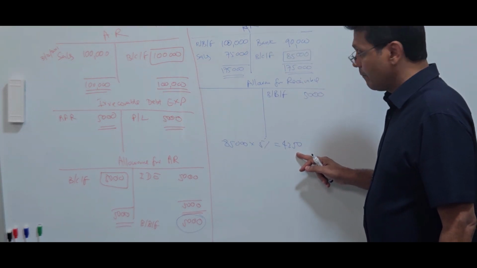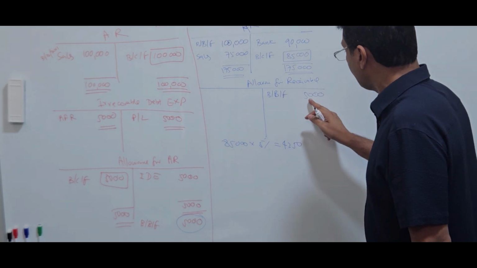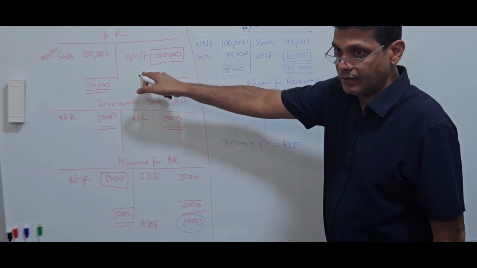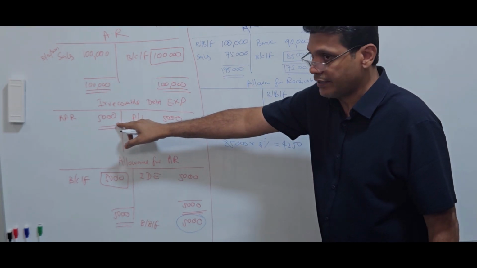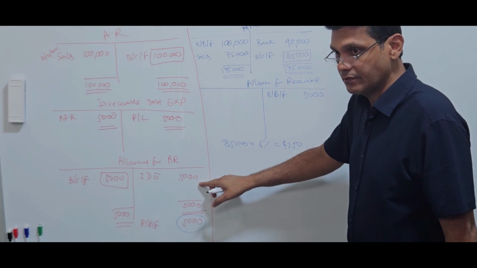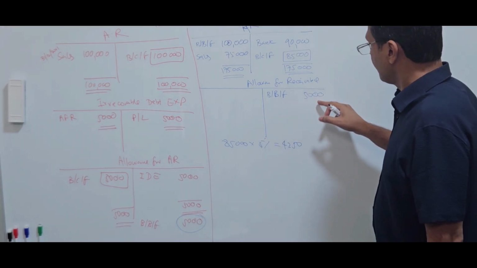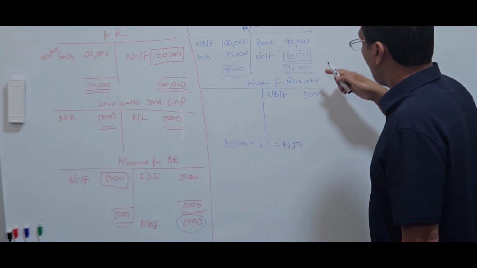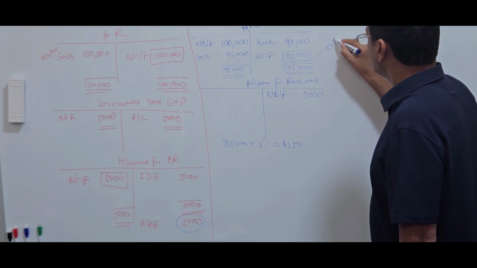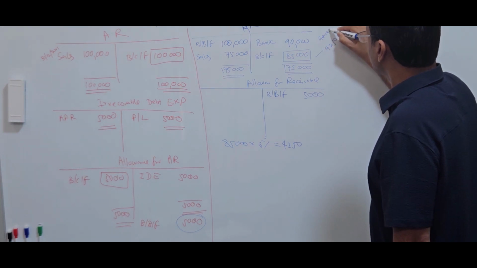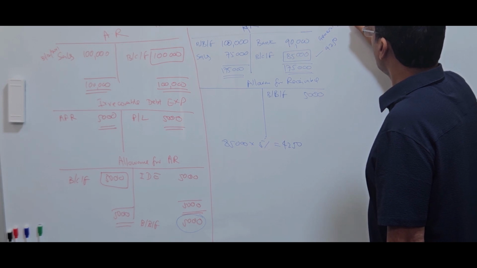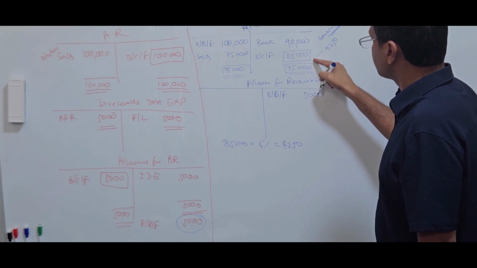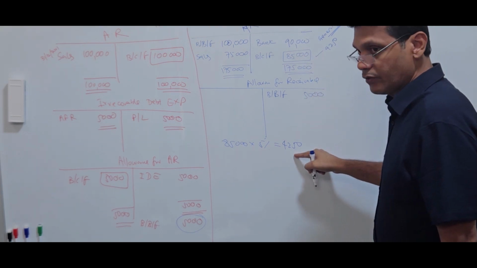Why? Because we had an opening balance of 5,000, which was provided based on the previous receivable, where we debited the irrecoverable debt account and created the provision account. So we have an opening balance of 5,000. Now your closing balance is 85,000. On this, the provision is normally known as a general provision. As a whole, you are making a general provision of 5% on 85,000, which is 4,250.